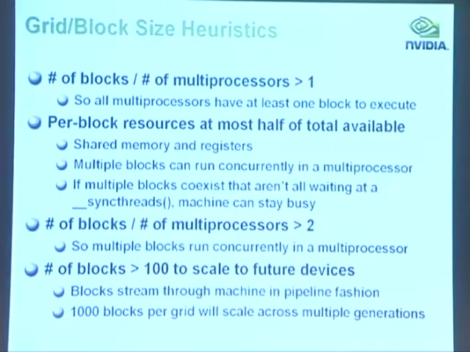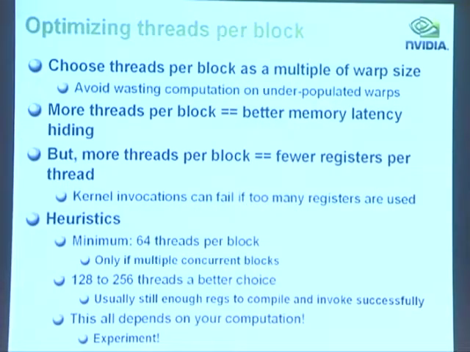And so now if you want to scale to future devices, then ideally you want to have more than, say, 100 blocks. So that way when we double the number of multiprocessors or triple it or whatever, you'll be able to scale to that. And all of these things, like the number of multiprocessors, the number of registers, the amount of shared memory, you can query them using the CUDA API. So that means you can write code that tunes itself or that scales itself.